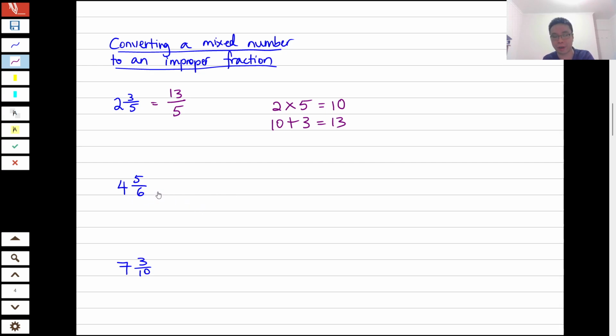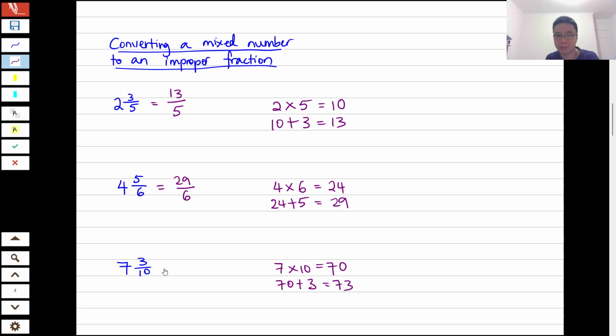Next, we're looking at 4 5/6. Our first step is to multiply the whole number part by the denominator. So we'll do 4 times 6, and that gives us 24. Then we add the numerator, which is 5. So we'll do 24 plus 5, and that gives me 29. So 4 5/6 is the same as 29 on 6. Finally, 7 times 10 gives me 70, and 70 plus 3 gives me 73. So 7 3/10 is just the same as 73 on 10.